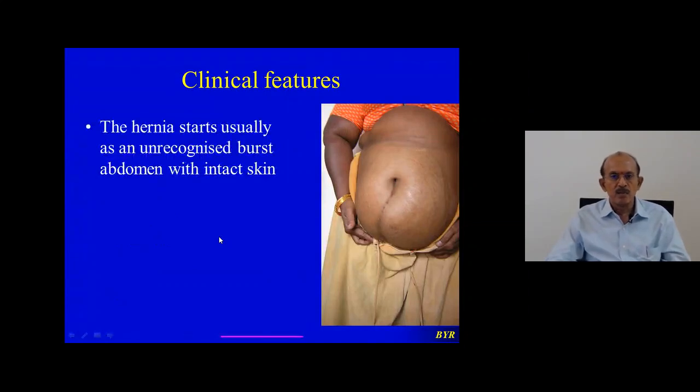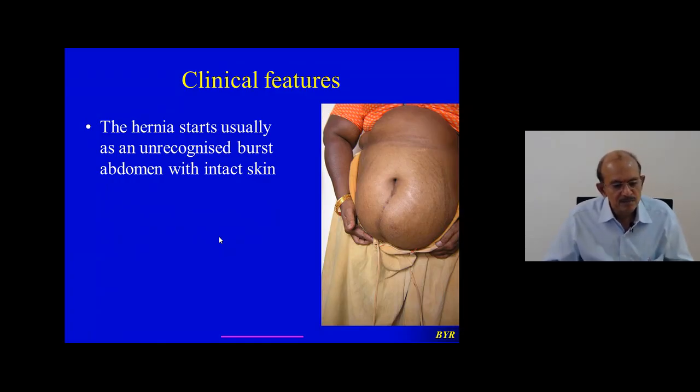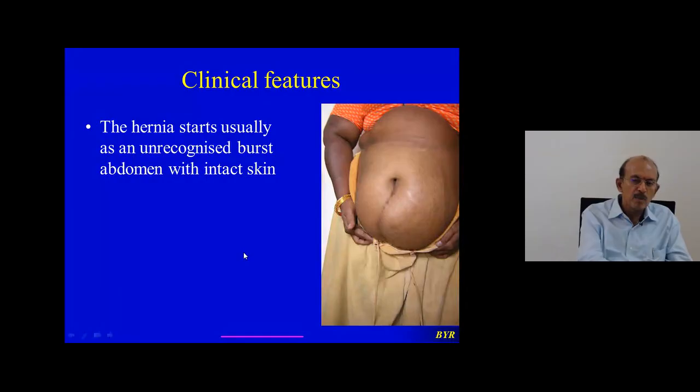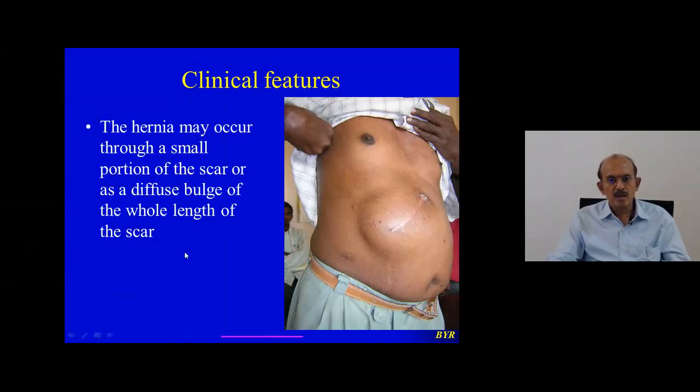Clinical features: the hernia starts usually as an unrecognized bulge with intact skin. So this is a postoperative scar, and you find the hernia here. The hernia may occur through a small portion of the scar or as a diffuse bulge of the whole length of the scar.